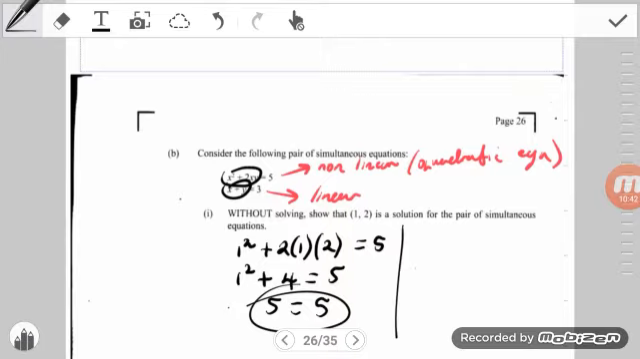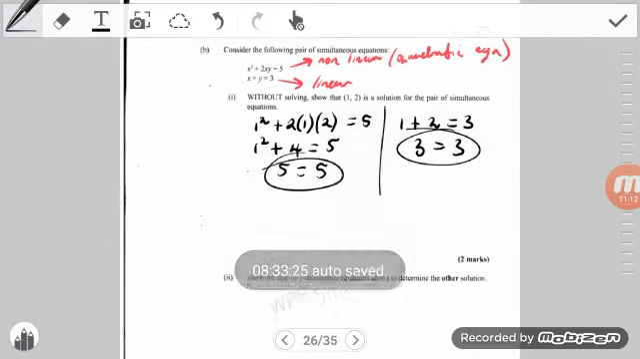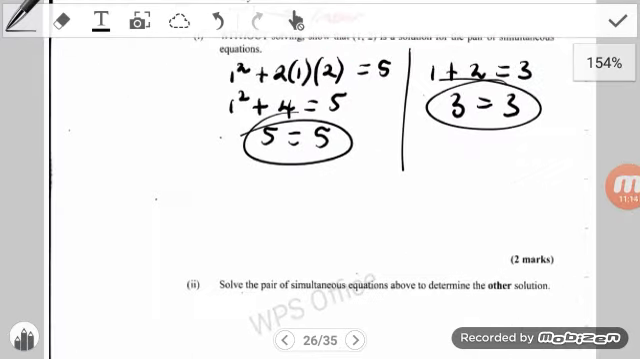We're going to do the same thing for the second equation. Let's erase here so you can see clearly: x plus y is equal to 3. So x is 1 and y is 2, and that should be equal to 3. And 1 plus 2 is equal to 3, so 3 is equal to 3. Therefore, (1, 2) is also a valid solution for equation number 2. So that is basically what you need to do to prove that (1, 2) is a solution to the pair of simultaneous equations above, without solving.